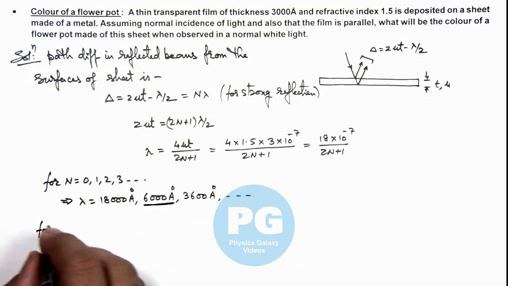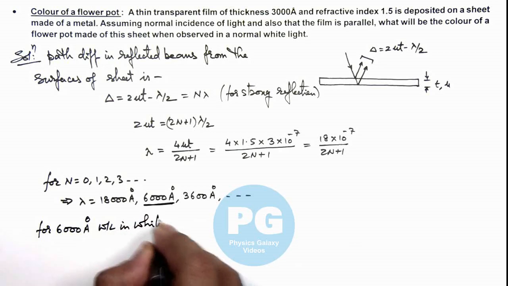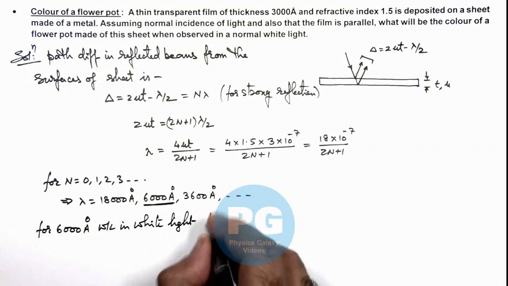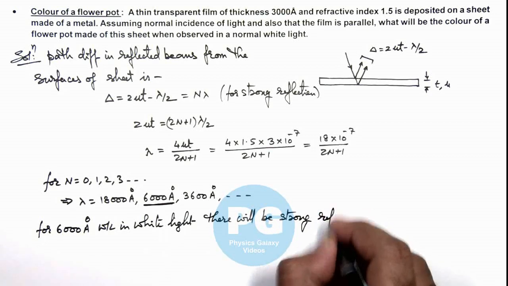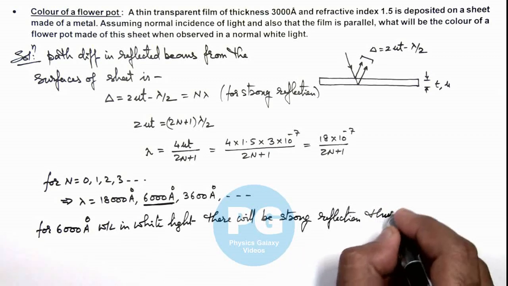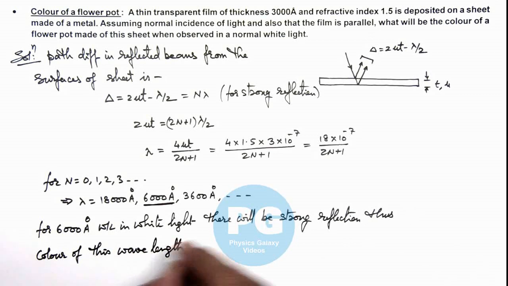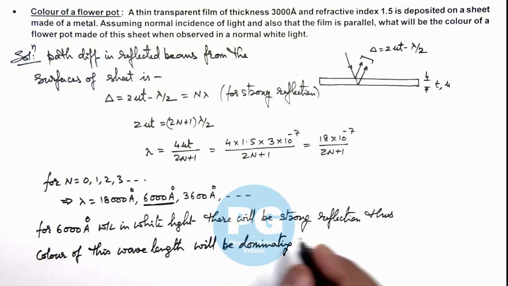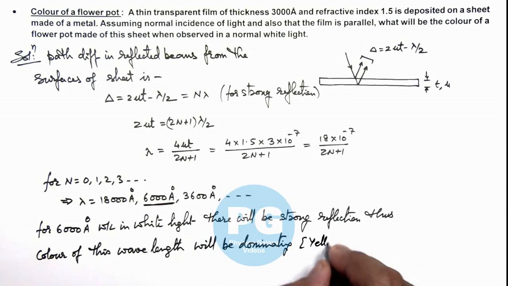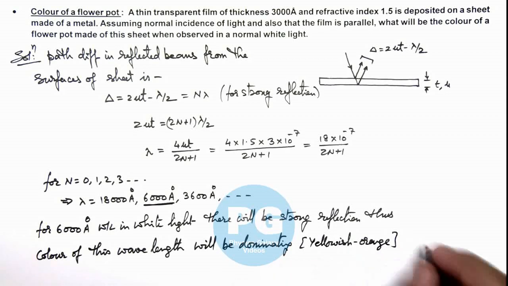So for 6000 angstrom, or a wavelength in white light, there will be strong reflection. Thus, the color of this wavelength will be dominating, and the 6000 angstrom wavelength is in the range of yellowish orange kind of color, which is seen. That is the result of this problem.